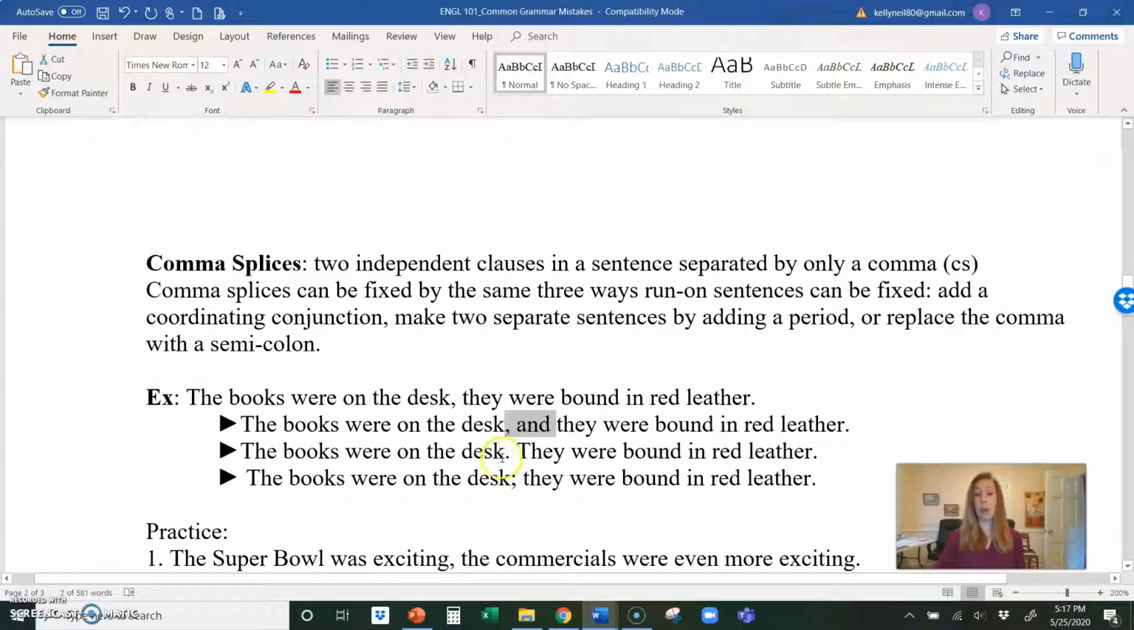Or I could take out that comma, my second revision here, just add a period, make them two separate sentences. That works. And my third option, take out the comma and just add a semicolon in its place. That's all I have to do. Any one of those three ways will fix a comma splice.